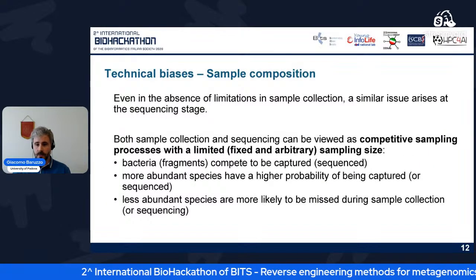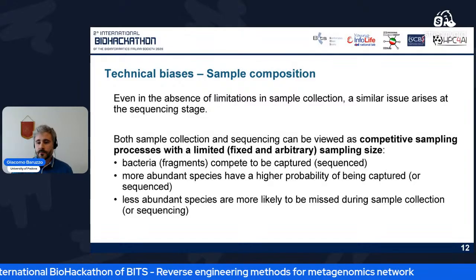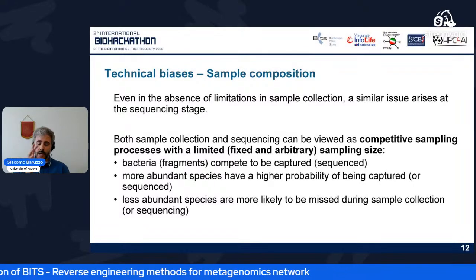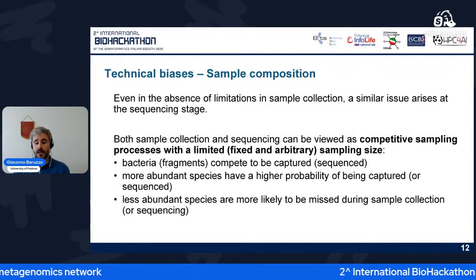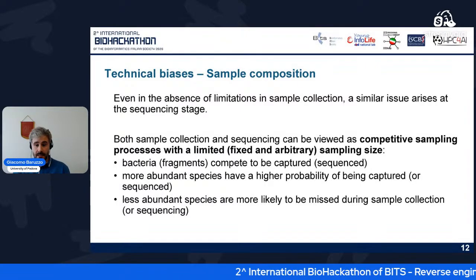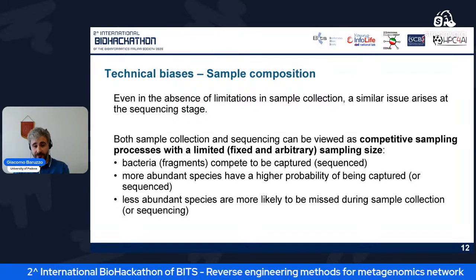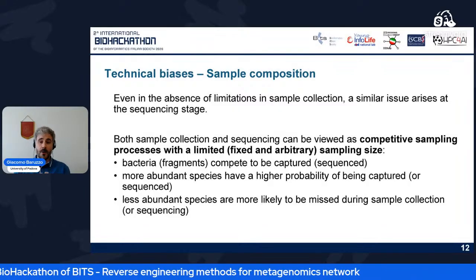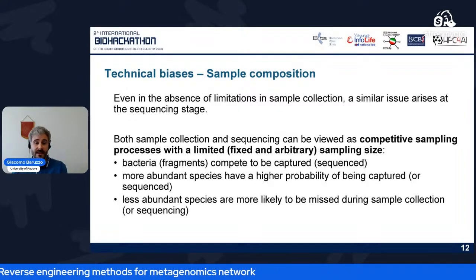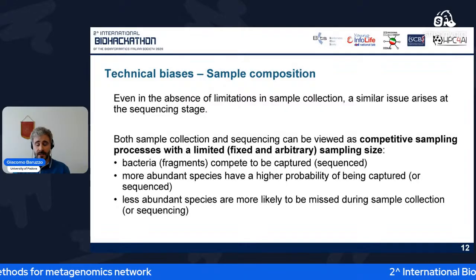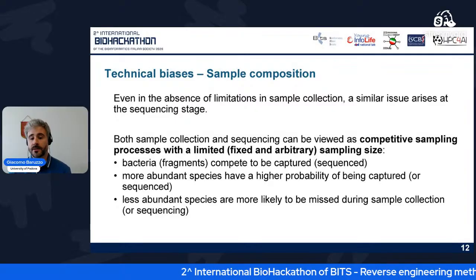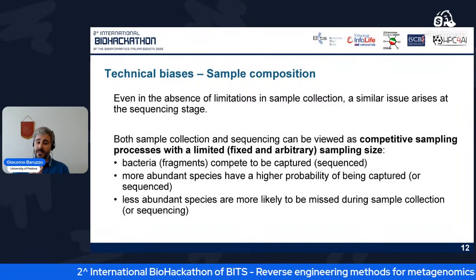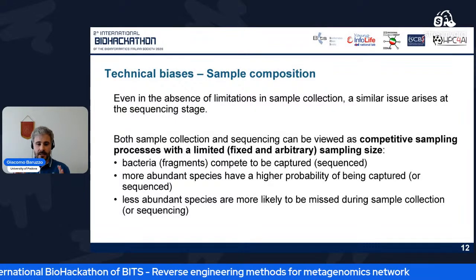This is also related not just to sample collection, so when you reach your ecological niche and with some biotechnological process you collect the bacteria, but also to the stage of sequencing. Indeed, not only do bacteria compete somehow to be collected, but the fragments that you put in the sequencer also compete to be attached to the flow cell and then sequenced, so to become reads. So both sample collection and sequencing, we can see them as a competitive sampling process with no replacement and with a limited, fixed, completely arbitrary sampling size.